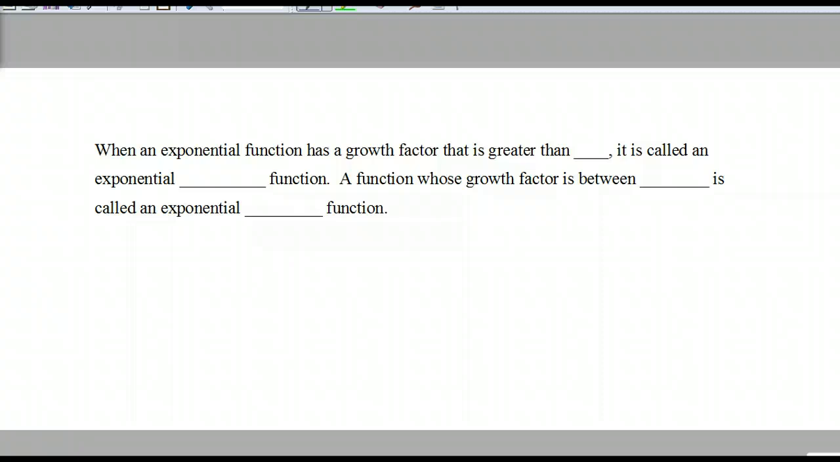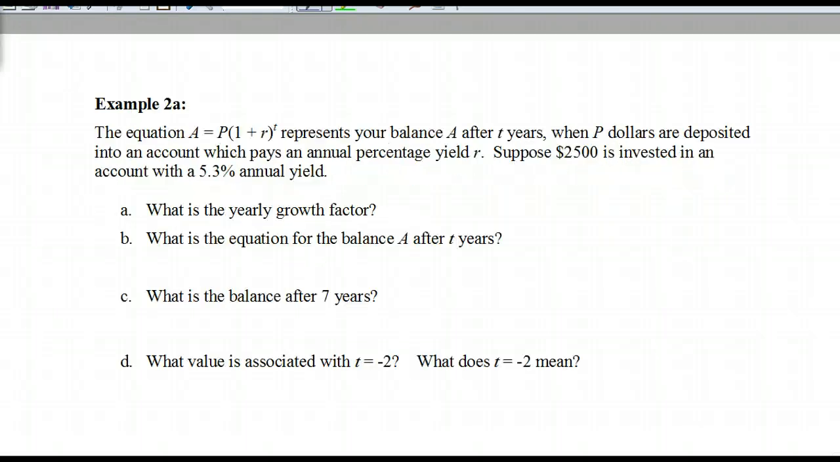When an exponential function has a growth factor that is greater than 1, it is called an exponential growth function. Makes sense, doesn't it? A function whose growth factor is between 0 and 1 is called an exponential decay function. So the equation A equals P times (1 plus r) to the t represents a balance of A after t years. We're talking about money now.